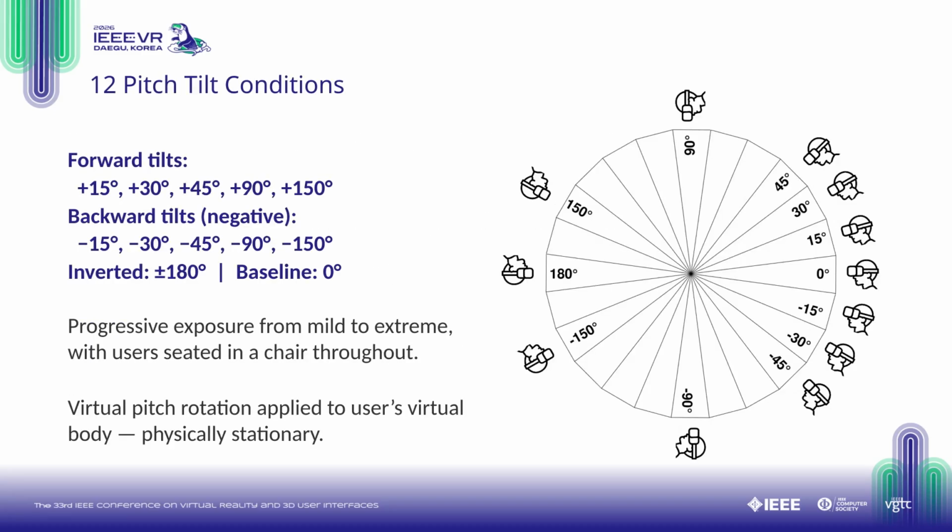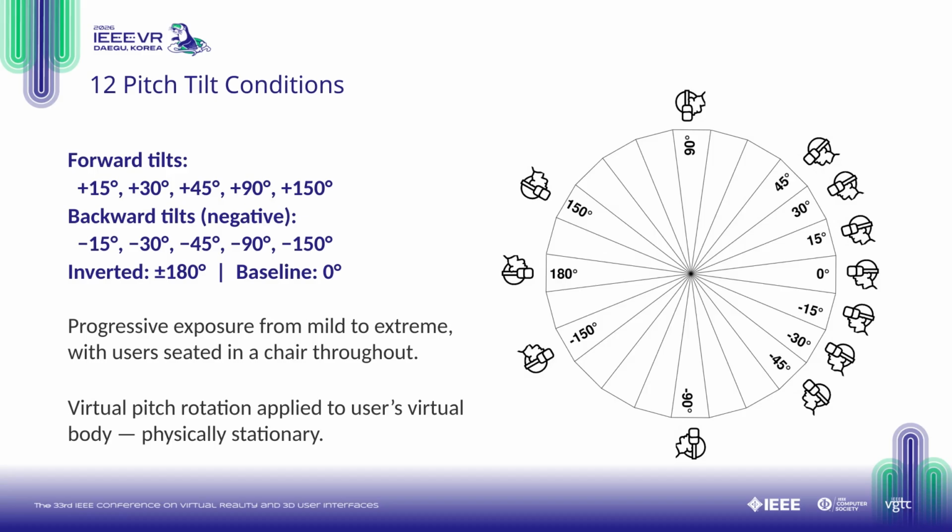Here you can see the full set of conditions. Forward tilts, positive, go from 15 up to 150 degrees. Backward tilts mirror that on the negative side, and then 180 degrees is fully inverted. Importantly, participants were physically seated in a chair throughout. The rotation was applied entirely to their virtual body and the surrounding environment.